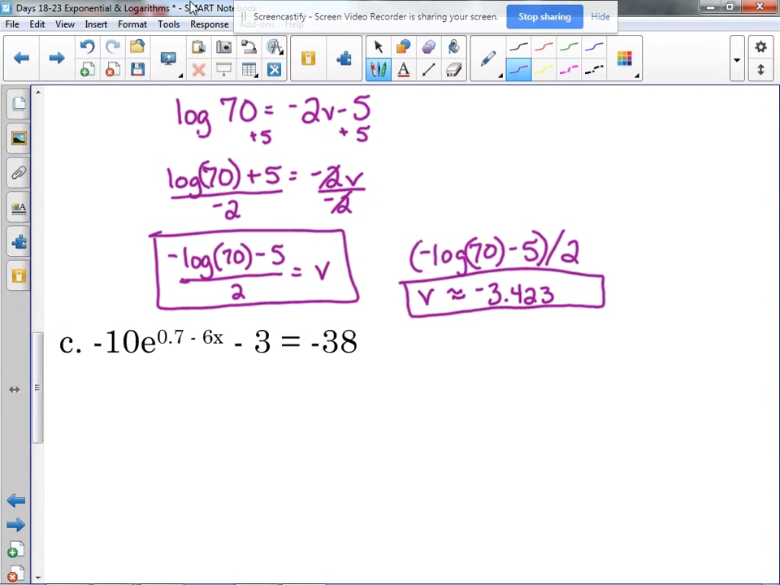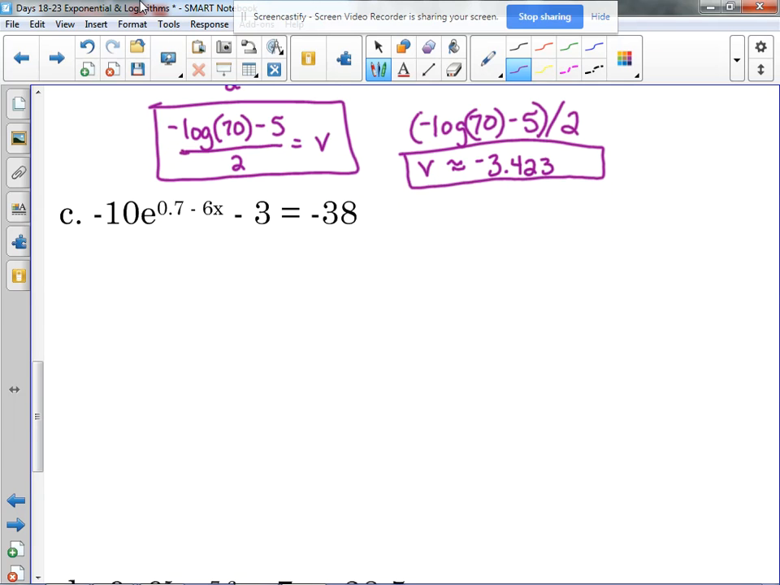Okay, negative 10 times e to the 0.7 minus 6x, minus 3, is equal to negative 38. So we got a little bit more going on in this one, but the same principles still apply. Variables in the exponent, we've got to get that exponential expression by itself right here. So in this case, you always start with adding and subtracting.